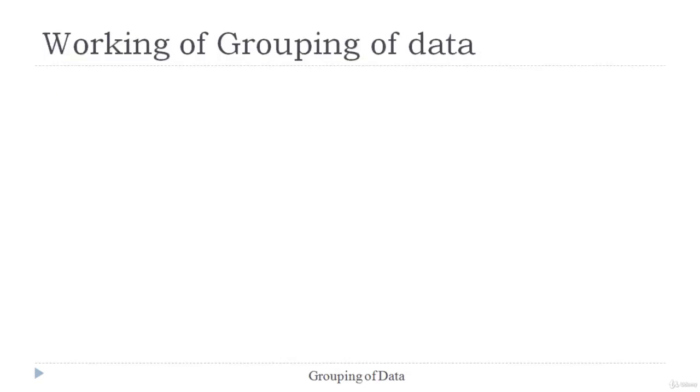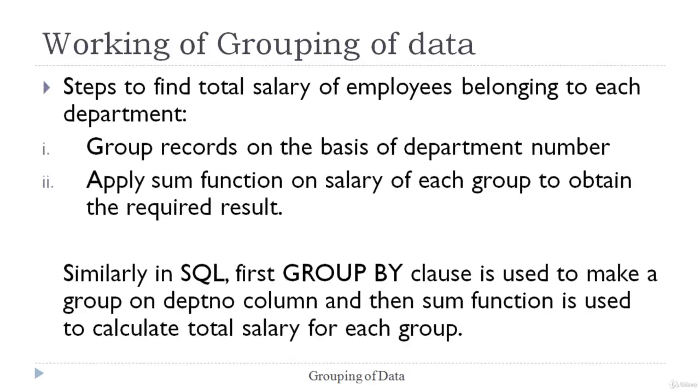To understand the working of group by operation, let us take an example of an employee database where we wish to find the total salary of employees for each department. Then in order to find the total salary for each department, the first task will be to make a group on the department number column, and then the sum function will be applied on the salary field to find the total salary of each department.